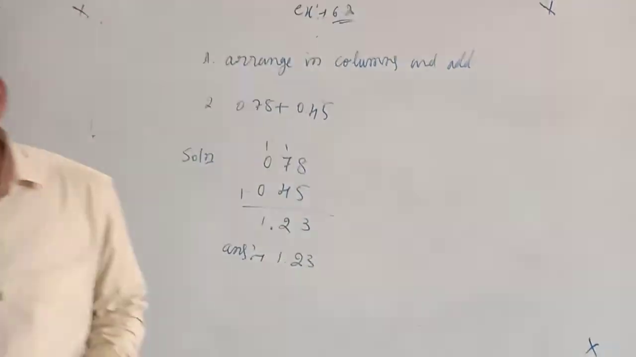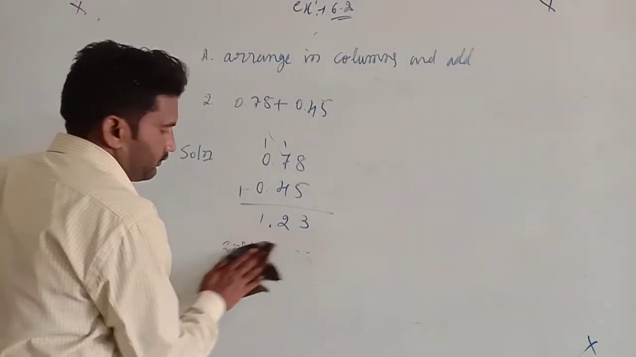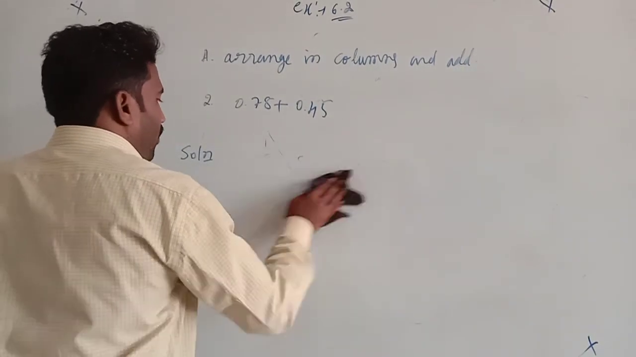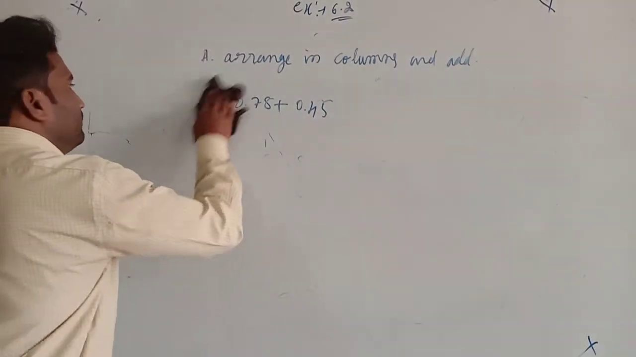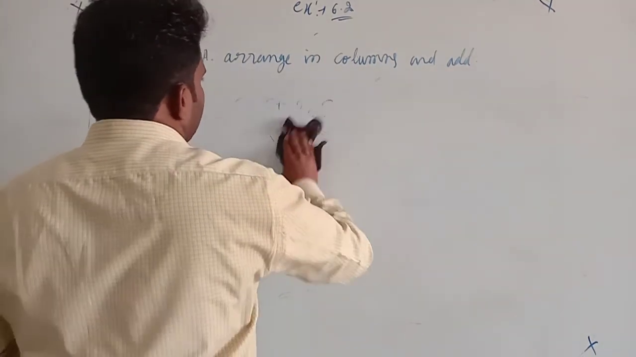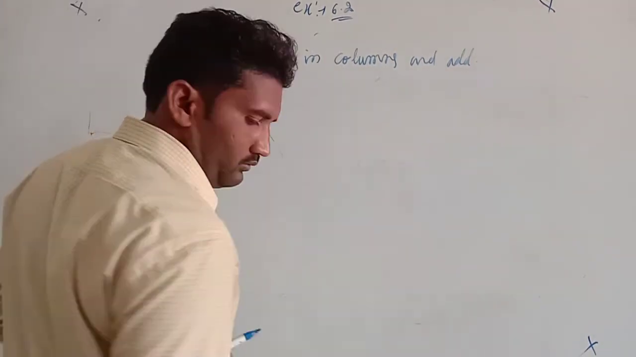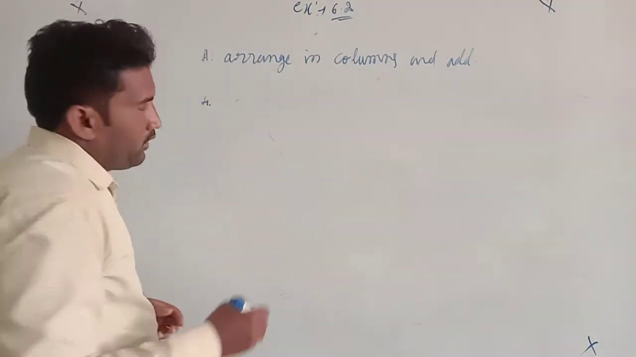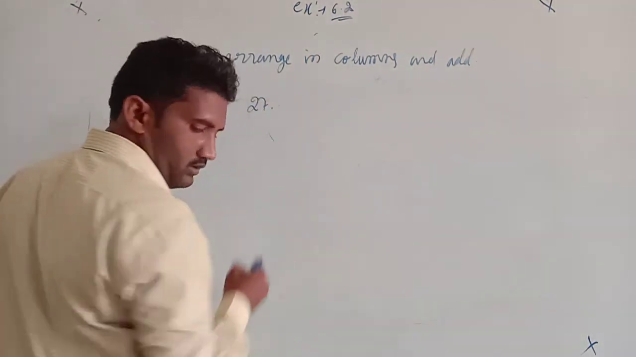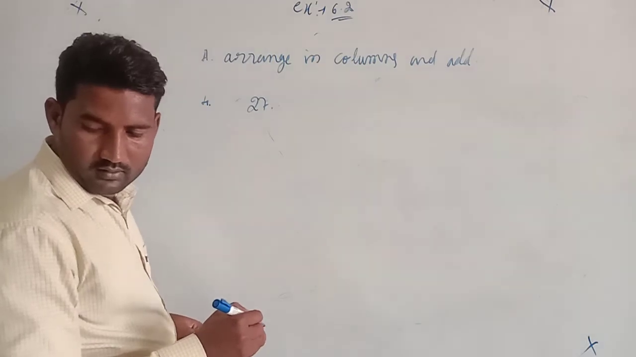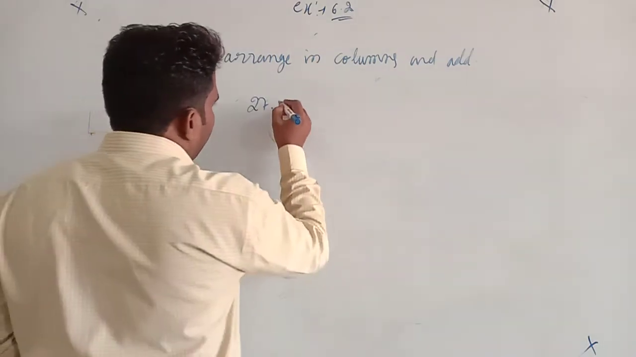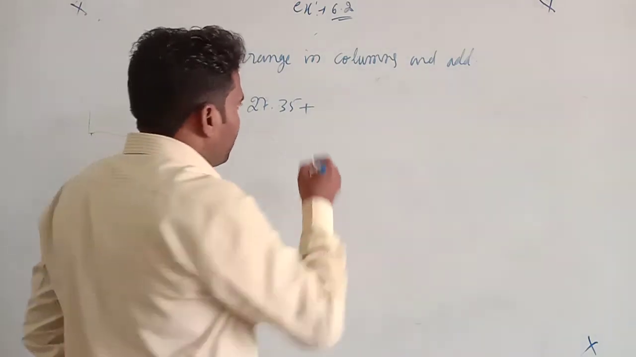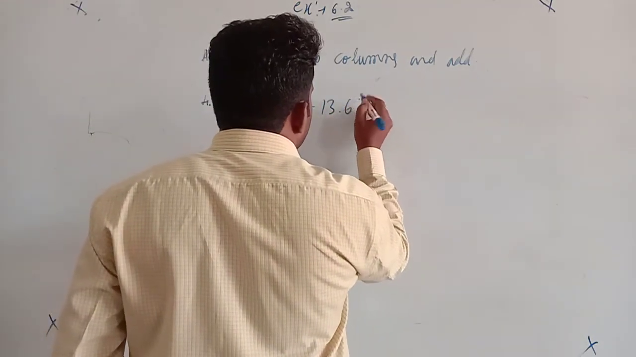So next, the fourth one. The third one is for homework. The fourth one is 27.35 plus 13.16.